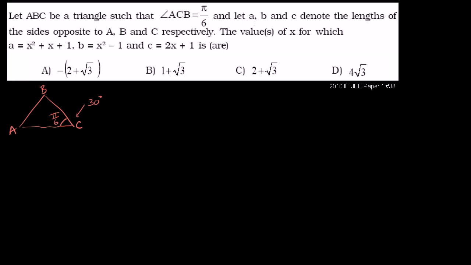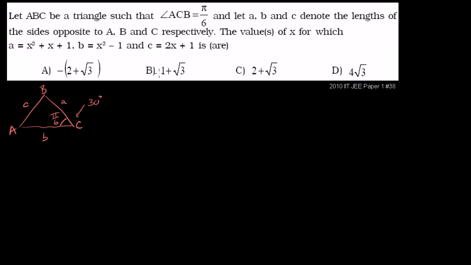And then they tell us, let a, b, and c denote the lengths of the sides opposite to A, B, and C, respectively. So this is a, this is b, and this is c right over there. The values of x for which a is equal to this thing, b is equal to this thing, and c is equal to this thing is.